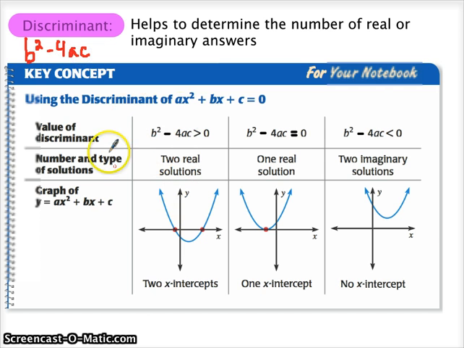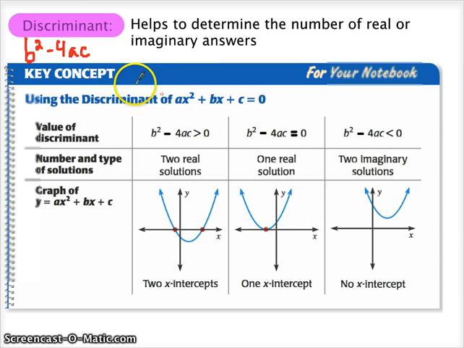So that small part of the overall quadratic formula, negative b plus or minus the square root of b squared minus 4ac all over 2a. The discriminant is just this small portion without the square root. It helps to determine whether or not you'll have real or imaginary answers, and how many real if they are real.